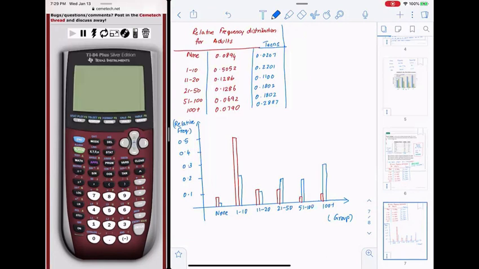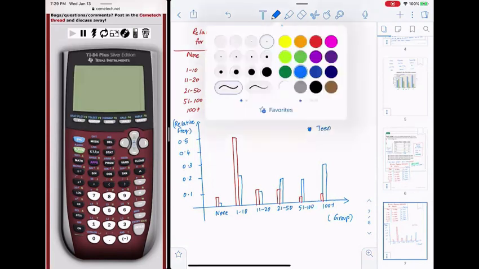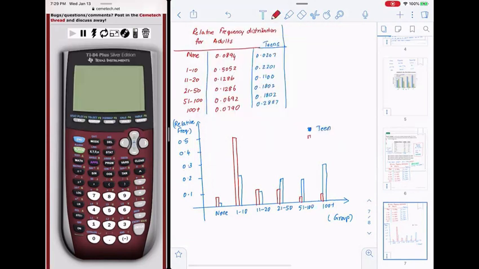And of course, I could put the legend. So blue would mean the teen, and red is adult. So that is the side-by-side bar graph.